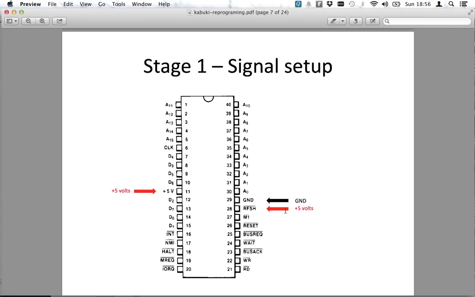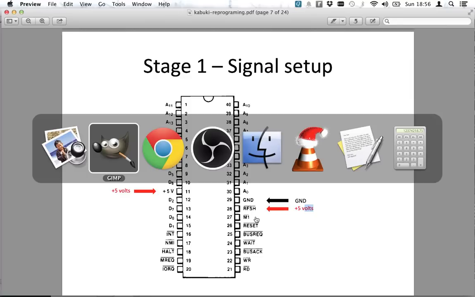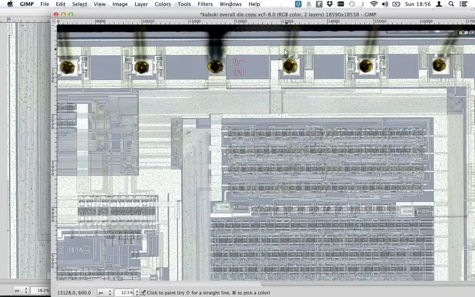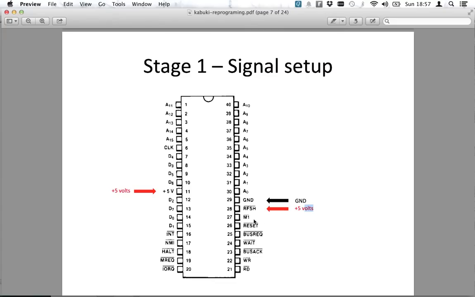And lastly, we also need to apply 5 volts to the refresh line, because if you remember, this is how Kabuki is powering its decryption memory contents up here. Remember, we looked at the detail in the previous video. So this is pin 28, and there is a dedicated power rail that connects all of the memory registers with this pin, and obviously the voltage that you are supplying. If you lose the voltage on this pin, you will lose your memory content. So this is the basic power requirements necessary in order to operate and reprogram Kabuki. Okay, so 2 5 volt inputs as well as ground.